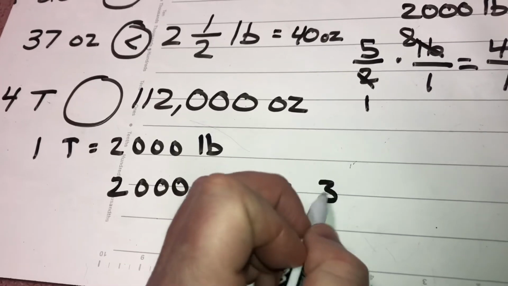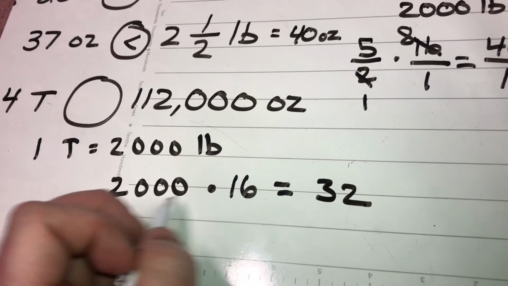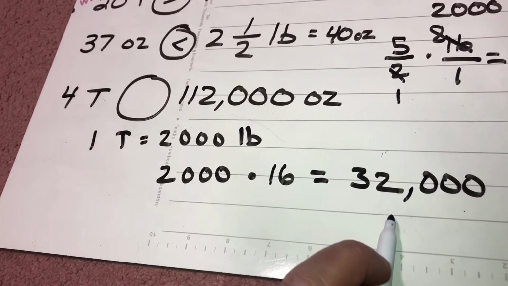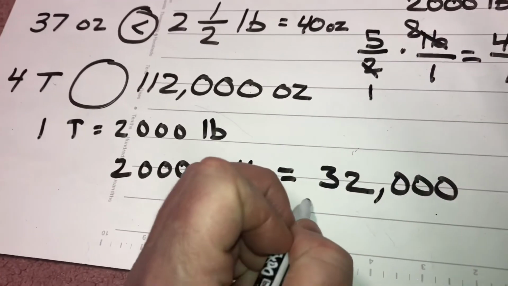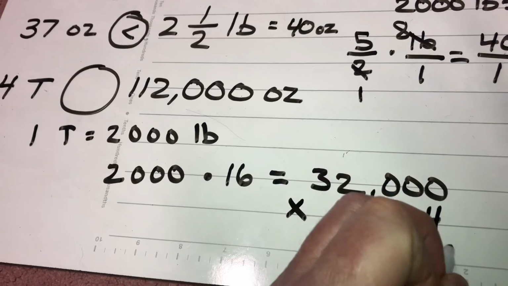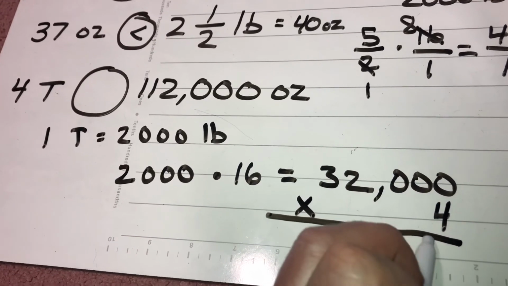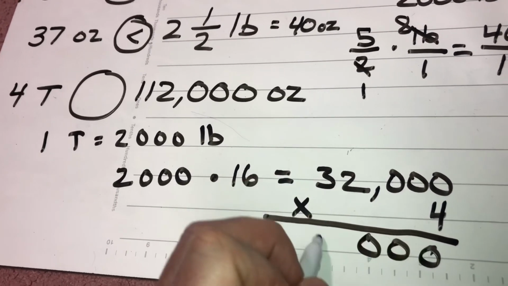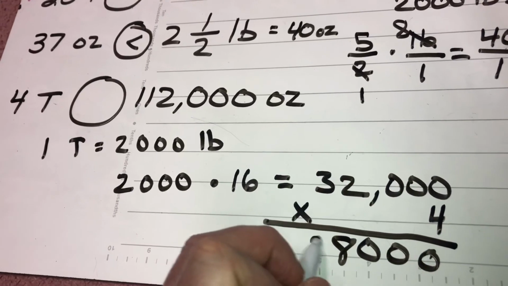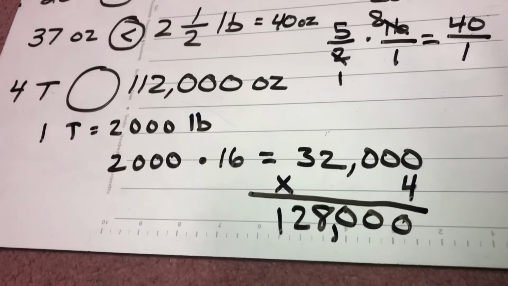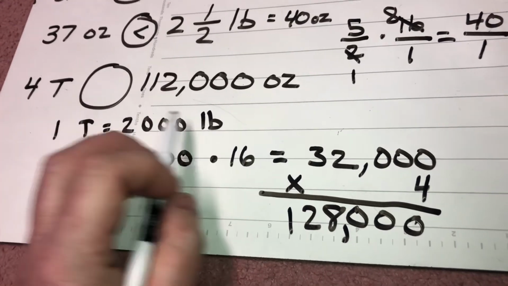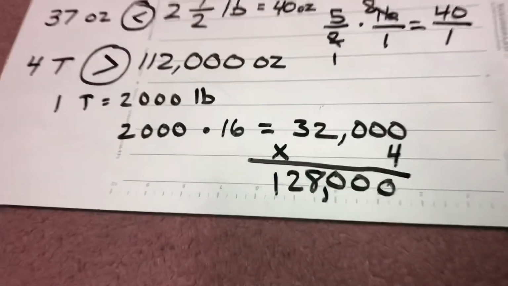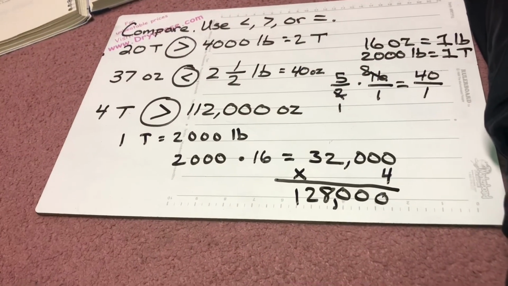2 times 16 is 32. Add the 3 zeros. I get 32,000. But that's just in 1 ton. I have 4 tons. So I'm going to go ahead and multiply this by 4 because I need to know how many ounces are in 4 tons. Well, 4 times 0, 0, and 0 gives me 0, 0, and 0. 4 times 2 is 8. 4 times 3 is 12. I get 128,000. But I only have 112,000 ounces. So the 4 tons is bigger with its 128,000 ounces than the 112,000 ounces.